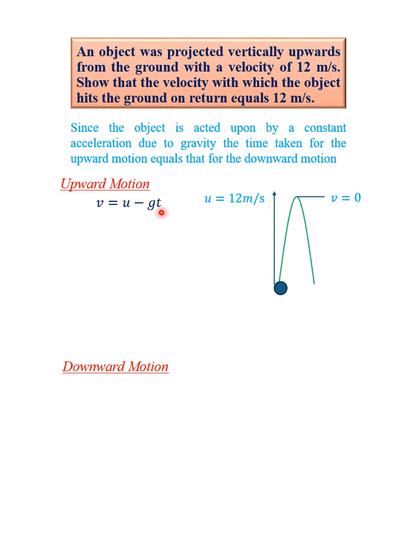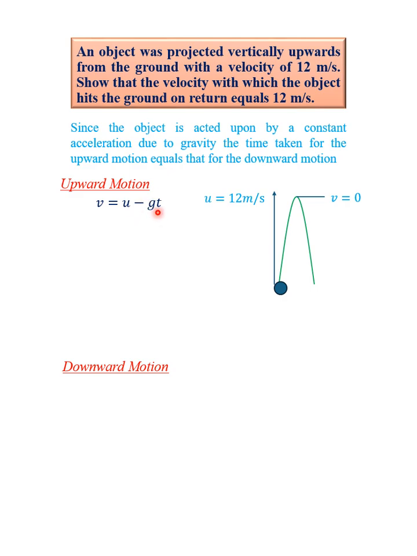We want to make t the subject of the formula because we know from this assumption that the time for the upward motion is the same as the time for the downward motion. So if we make t the subject of the formula in the upward motion and do the same for the downward motion, we can then compare and know what v will become, the final velocity with which it hits the ground.